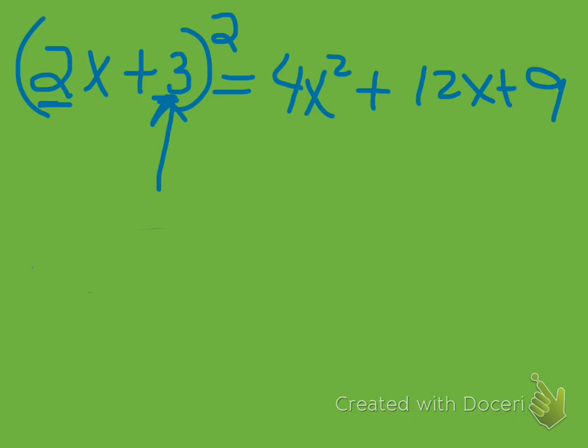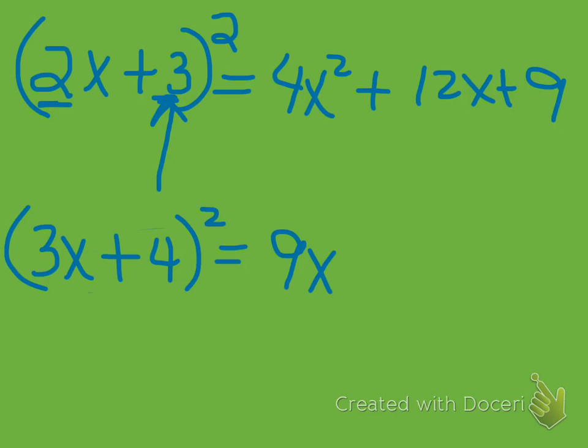All right. So if I had 3x plus 4 squared, you're going to have 9x squared plus 12, doubled. So it'd be 24x plus 16. Very good. If I would have put a minus right here, where would the minus be in there? Right here. Yes. Okay, very good.